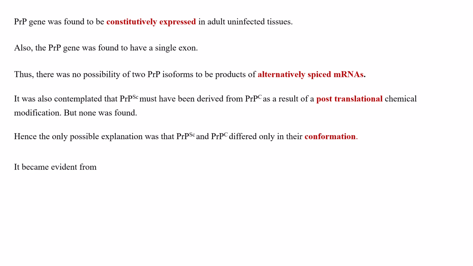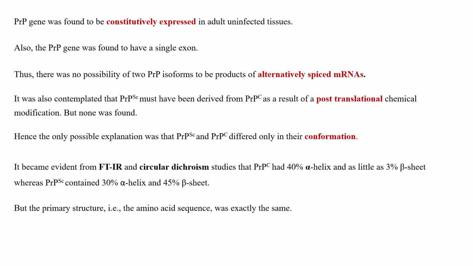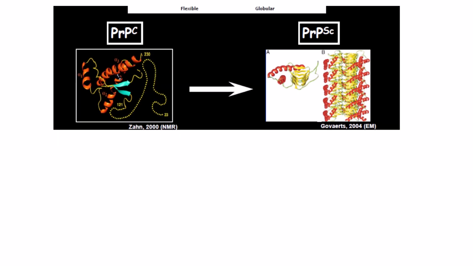It became evident from FTIR and circular dichroism studies that PRP-C had 40% alpha helix and as little as 3% beta sheet, whereas PRP-SC contains 30% alpha helix and 45% beta sheet. But the primary structure, that is the amino acid sequence, was exactly the same. Thus, a comparison between PRP-C and PRP-SC can be made.